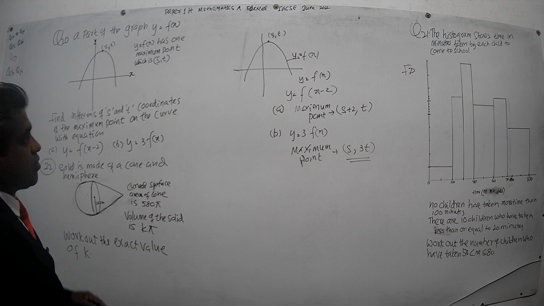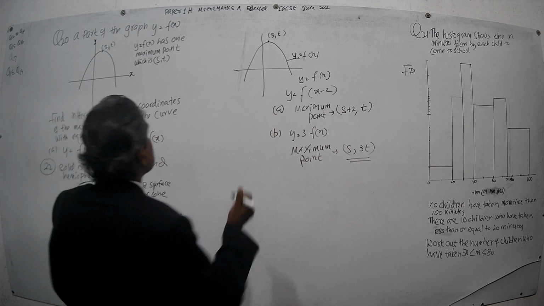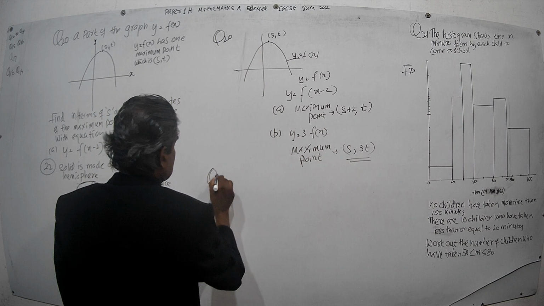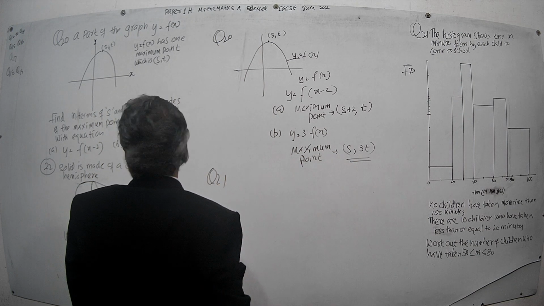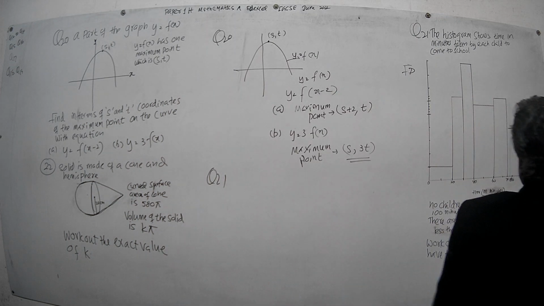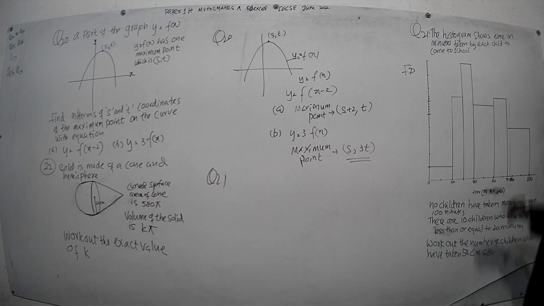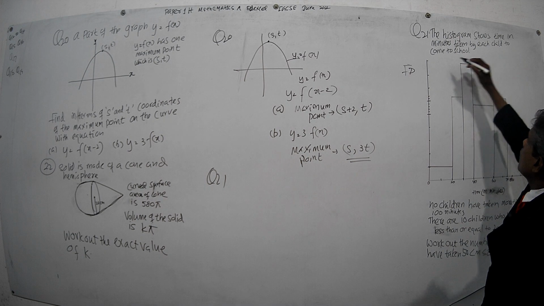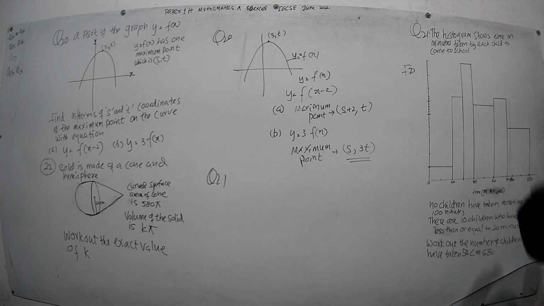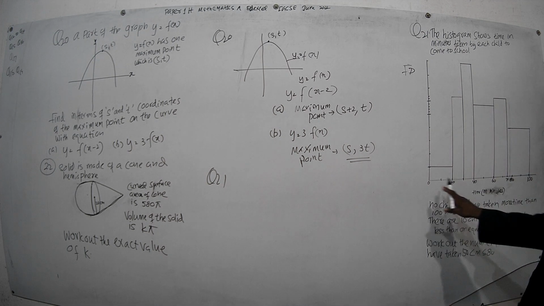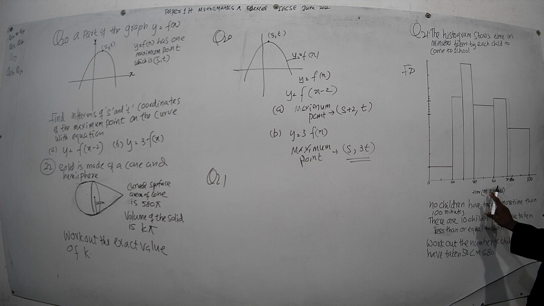Question 21. This one here, they say the histogram shows the time in minutes taken by each child to come to school. This horizontal axis shows time in minutes.